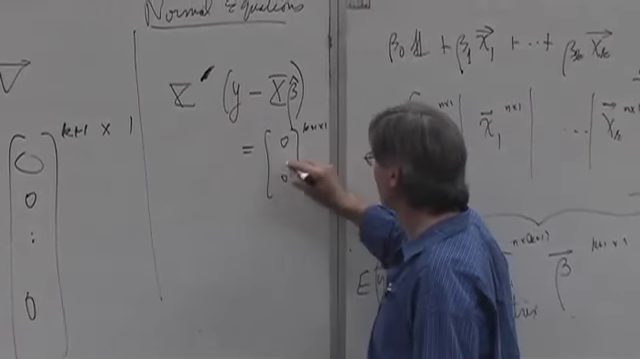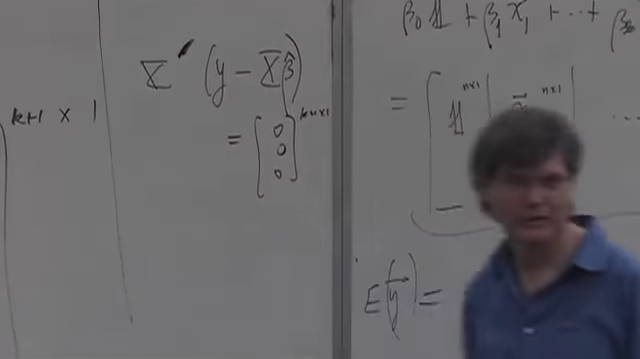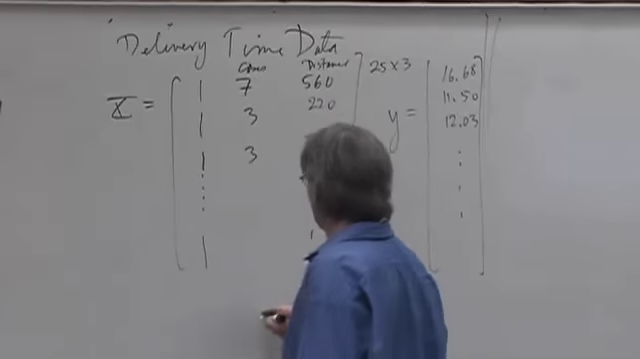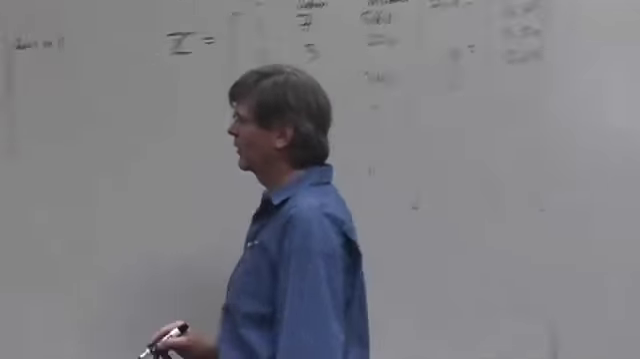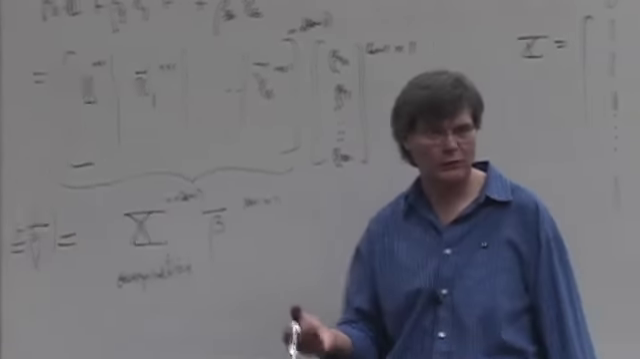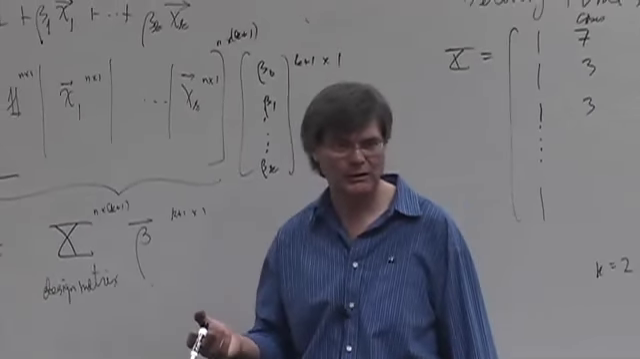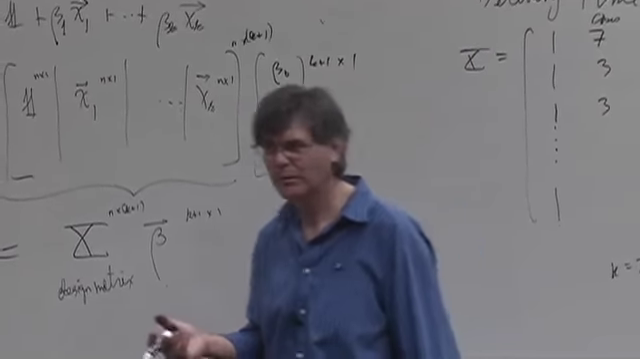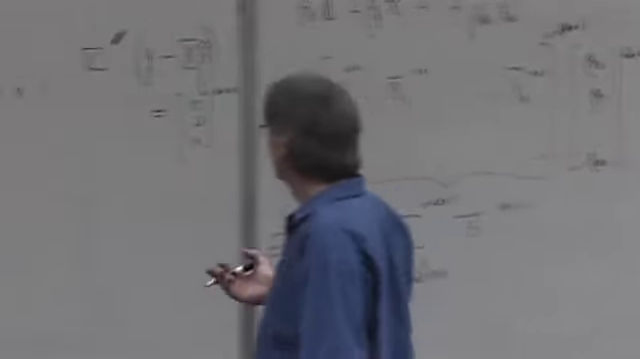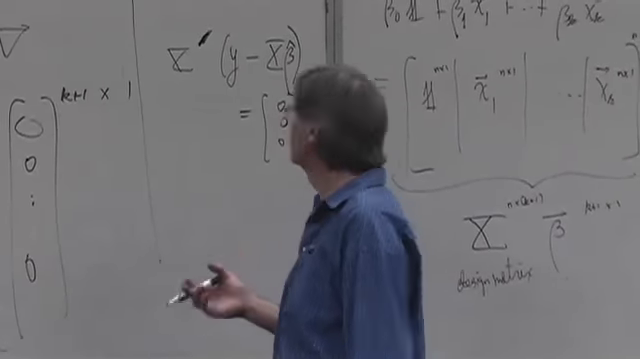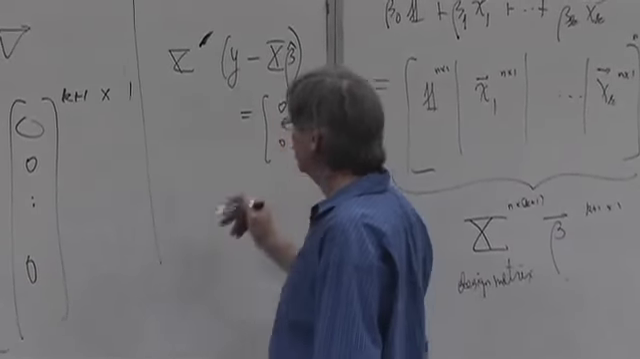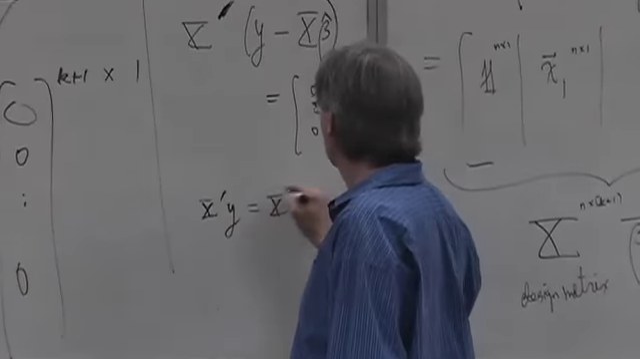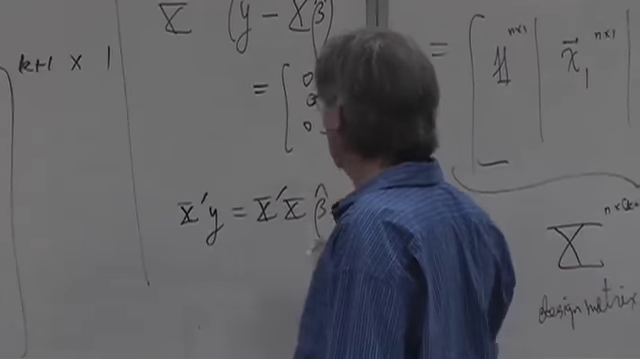Maybe I'll put 3 zeros in here in this delivery time case. All right? k was equal to 2, so I'm getting 3 zeros. There are 3 parameters to solve for: beta 0 hat, beta 1 hat, beta 2 hat. 3 equations and 3 unknowns. So I can go ahead and multiply that out, and I get X prime y equals X prime X beta hat. And this is exactly what you had before.